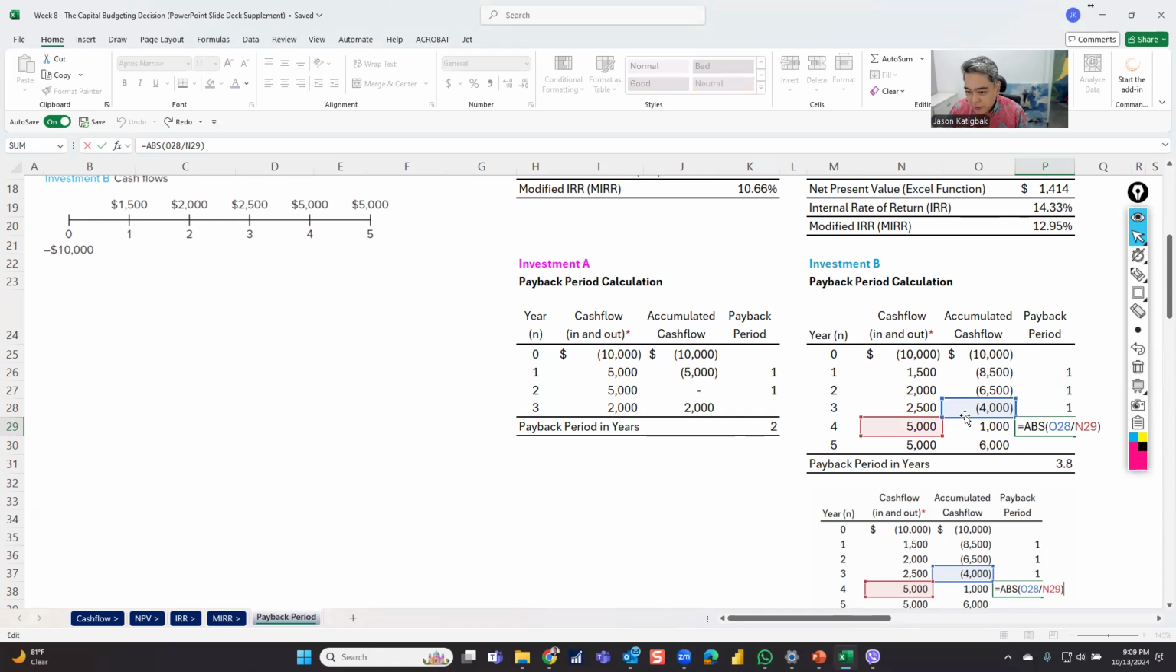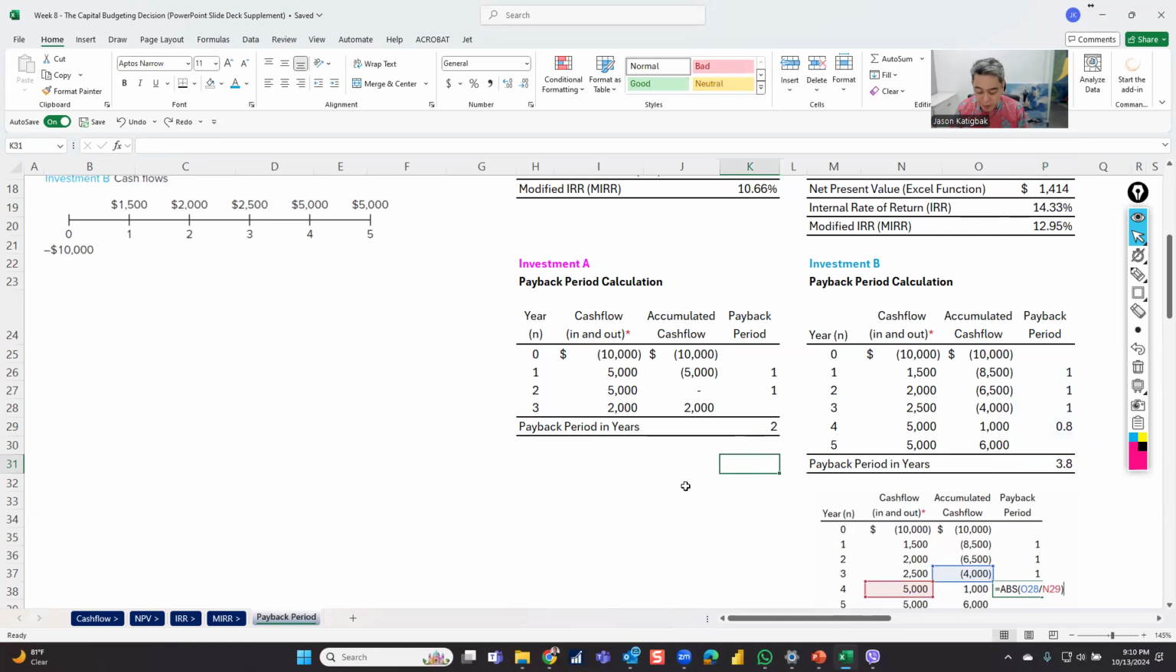So on year number three, you have $4,000 negative. But on year four, $5,000 comes in to offset. That's why you have 1,000. So it's actually representing 0.8. So when you look at it, it's 3.8 years. And then sometimes what I do is, because I know that by year four it becomes positive, I would do year three plus the absolute value between this divided by the cash inflow that will make it positive, 3.8.